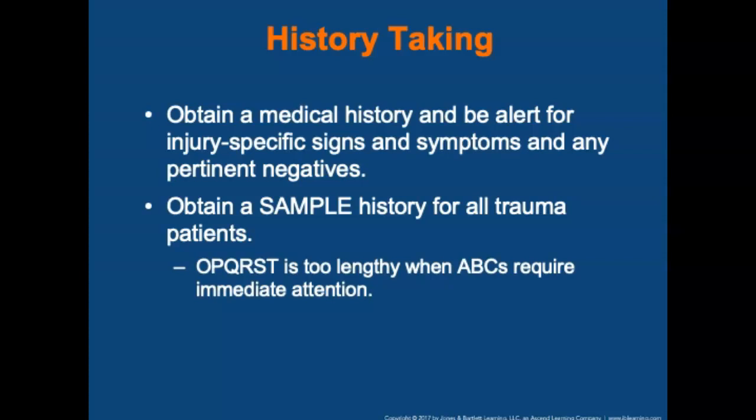History taking, of course: you're going to ask for a medical history and be alert for injury-specific signs and symptoms. Obtain a SAMPLE history. How and in what detail you explore the history depends on the seriousness of the patient's condition. Make an attempt to obtain the history without delaying definitive care. OPQRST can be limited in use in case of severe injuries and is usually too lengthy when matters of the airway, breathing, and circulation and rapid transport require immediate attention.